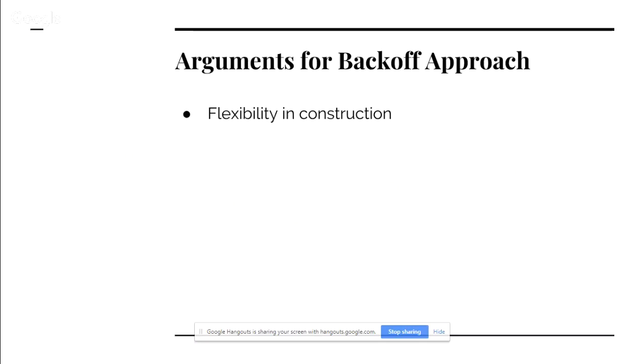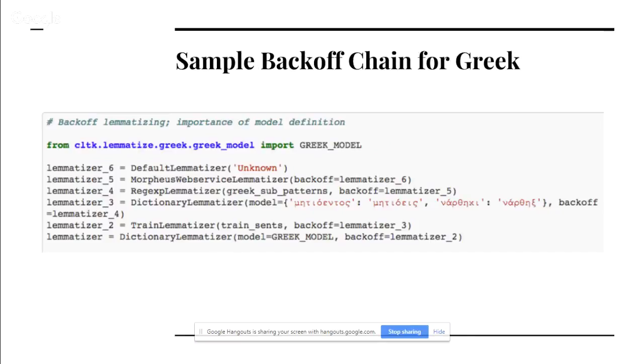Why a backoff approach? Flexibility and construction. This is the Lego idea. I can put them together as needed for a research question. Most out-of-the-box lemmatizers that are available are very good. They may return a higher accuracy for certain tasks, but I've given you flexibility in service of accuracy, especially accuracy that's based on your research question. So we'll be getting to this in just a second.